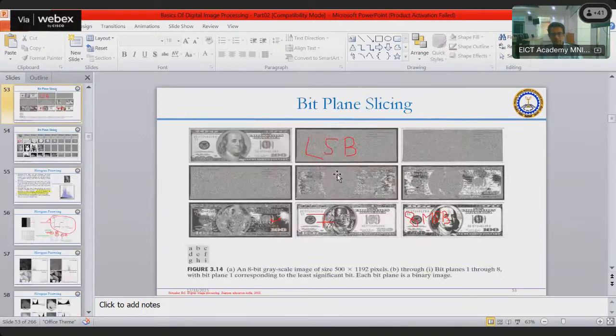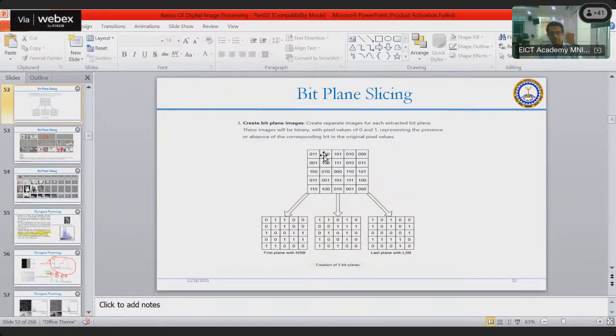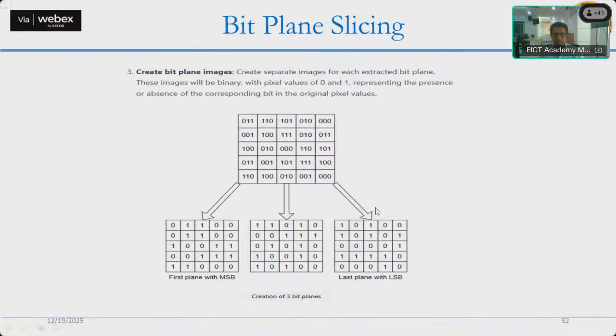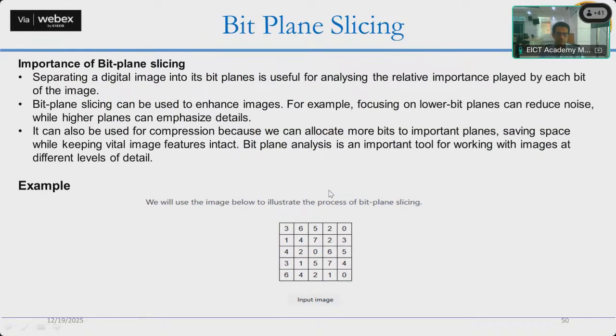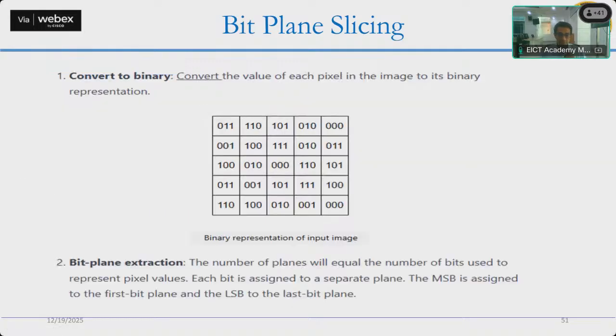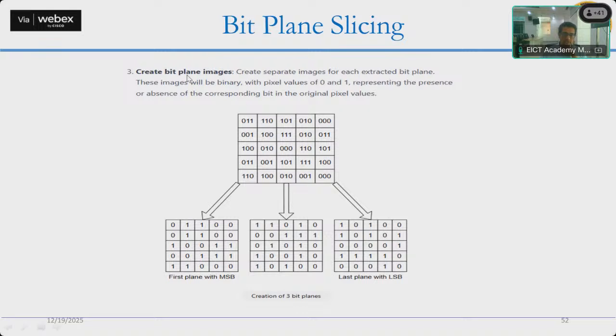See this one. This is bit plane slicing. Here we created the bit plane images. Are you able to see? Here we use an image and took the binary representation of the input image. Bit plane extraction: we created the bit plane images.